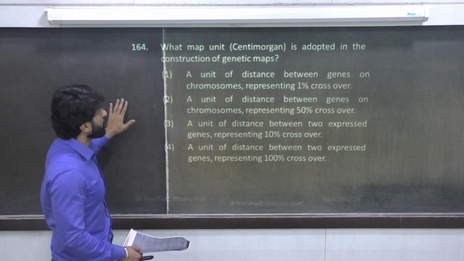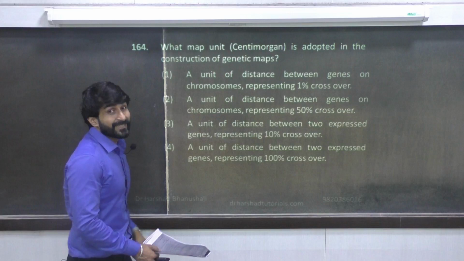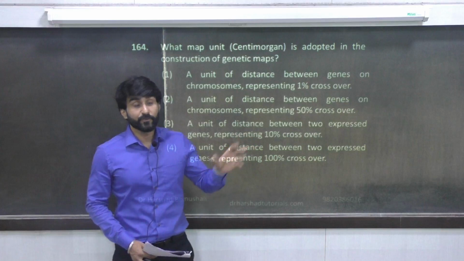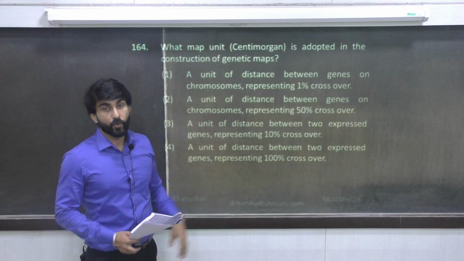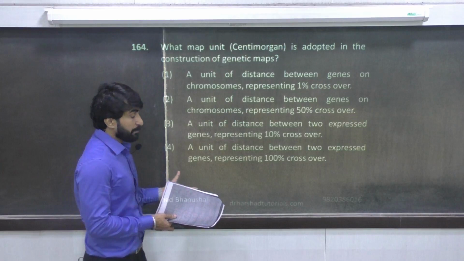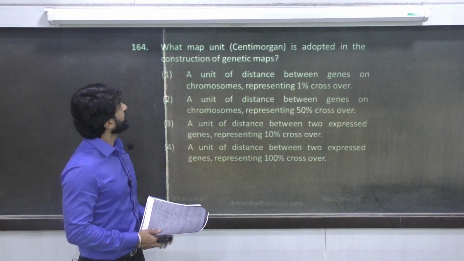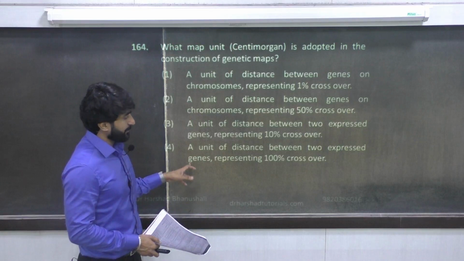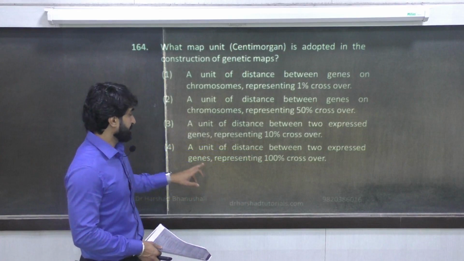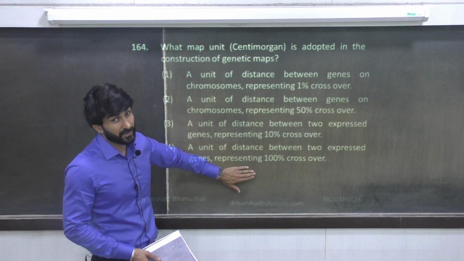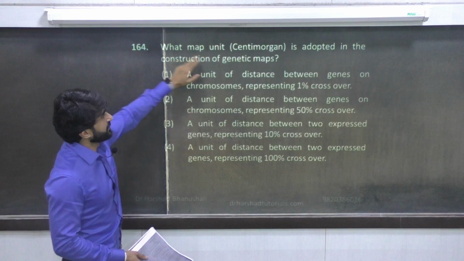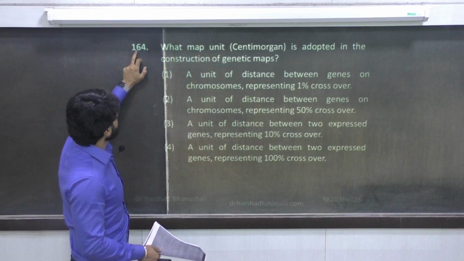164. This is your outside question. This was not expected. They have asked you about the centimorgan. Now, centimorgan is basically nothing but a map unit. Now, this is used in genetic maps to find out the distance of your linked genes. Now, this is completely out of the blue question, not expected to be asked, since it is a centimorgan map unit question. Now, the map unit formula. It is a unit of distance between two expressed genes representing 100% crossover. So your answer for question number 164, it's a question about map unit. Centimorgan is basically the other name for map unit. And the answer for this is statement number 4.